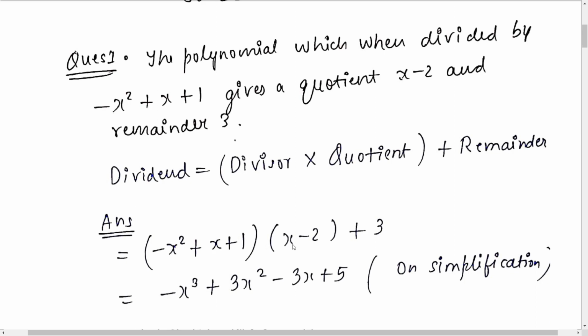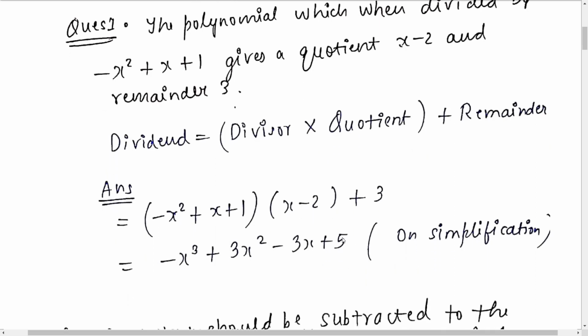This is just a simple multiplication. You can solve it very easily. First multiply x with this entire bracket, then minus 2 with this entire bracket, and in the answer finally add 3, right? You'll get this polynomial.